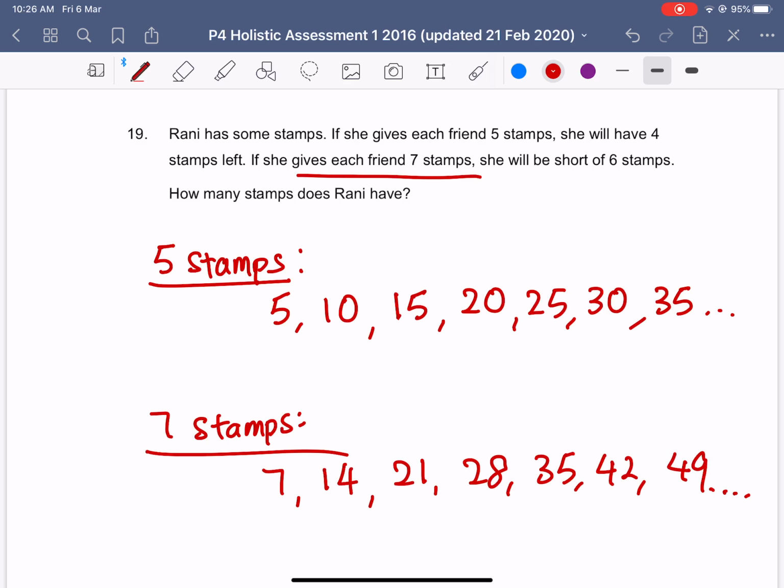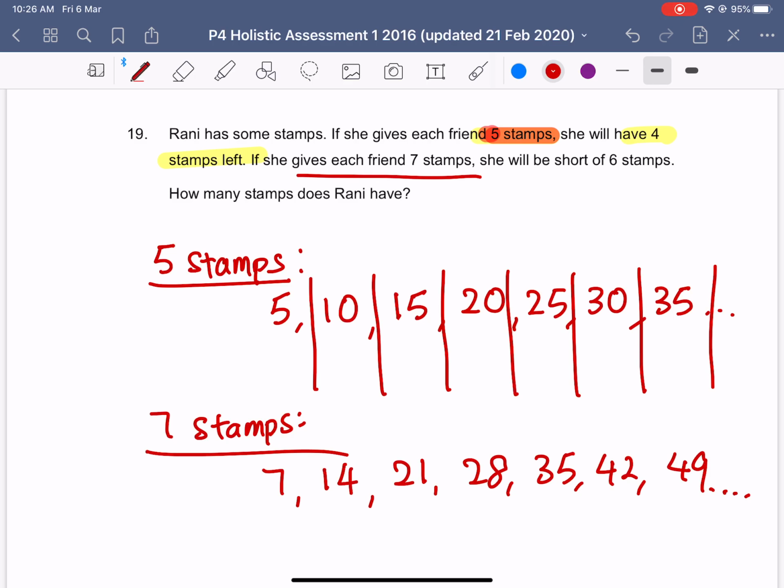Now let's read the story carefully. Let's talk about the 5 stamps first. If she gives 5 stamps each, she will have 4 stamps left. That means even if she gives out 5 to each friend, she will have a remainder of 4. Let's take a look one by one. Imagine that she only has one friend. She has given 5 stamps away already. She will still have 4 left.